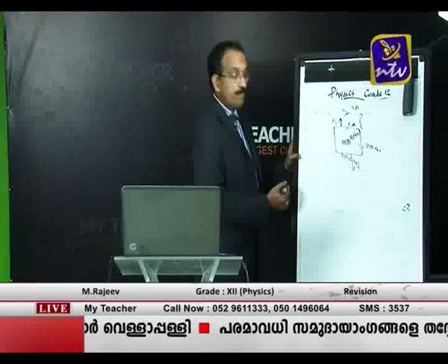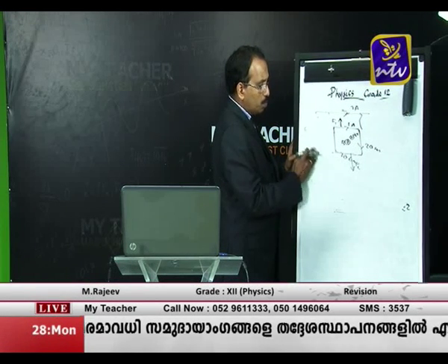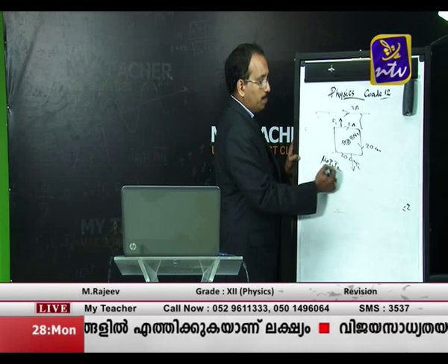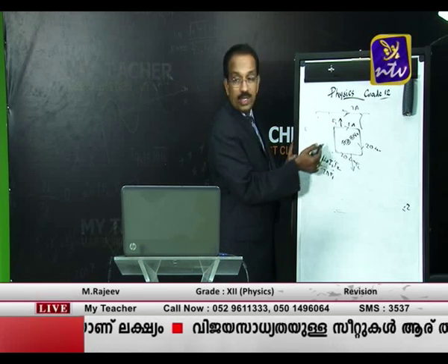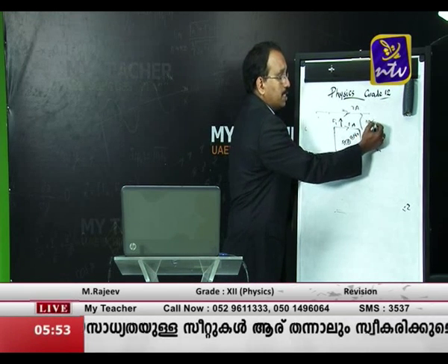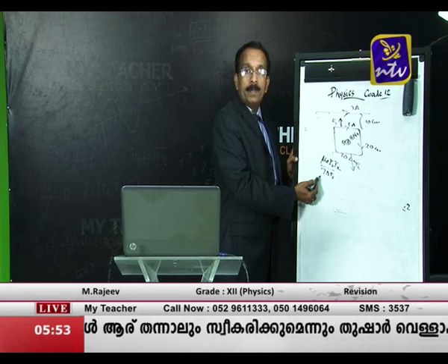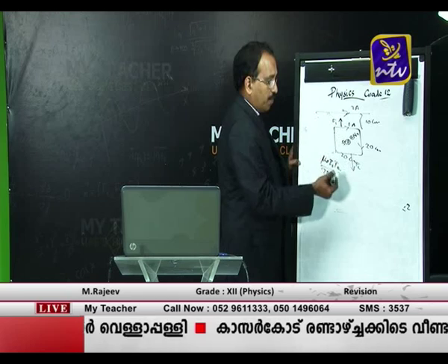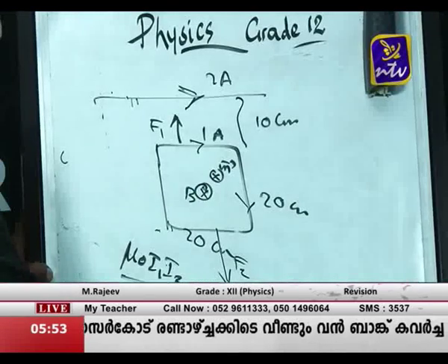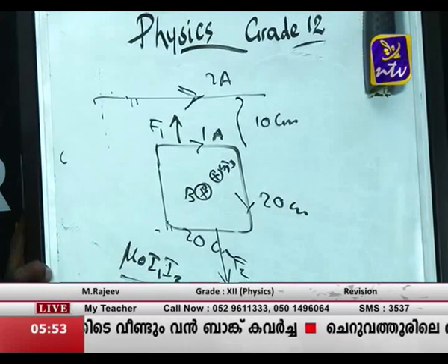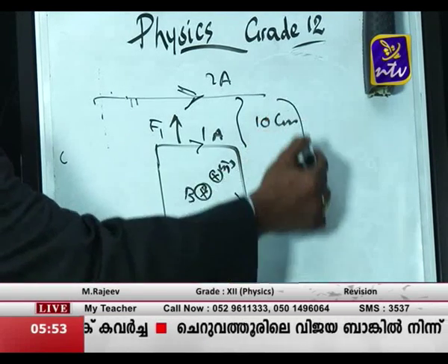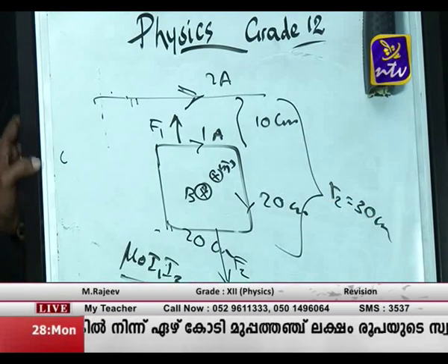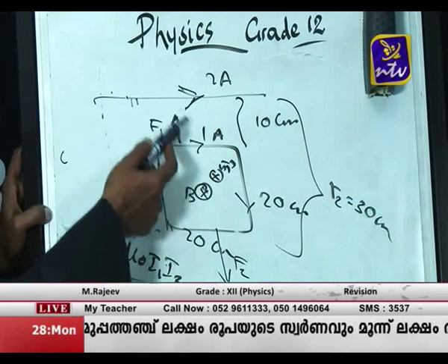Which equation will we use? Force per unit length is mu 0 I1 I2 by 2 pi R1. This R1 is given in the question as 10 centimeter. That is the force per unit length between these two wires. And between these two wires, how do you find force per unit length? Mu 0 I1 I2 by 2 pi R2. Here R2 is how much? This whole distance is R2, that is 30 centimeter. 10 centimeter is R1.